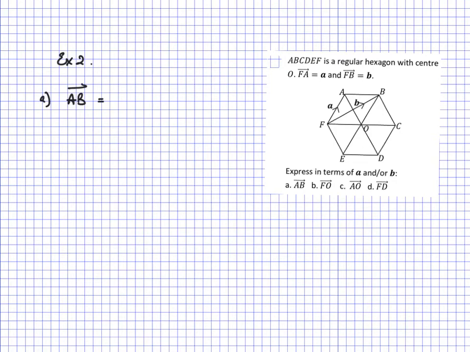Well, what we can do is, so here is AB here. We don't know anything about that line. We do know, however, that we can go from A to F and F to B. A to F is going to be negative A because we're travelling against the direction of the arrowhead. So that's minus A plus B, and we would normally write that as B minus A.